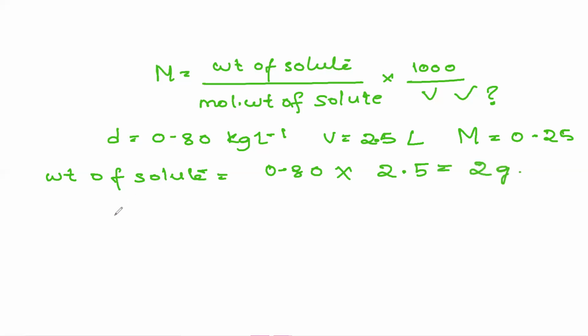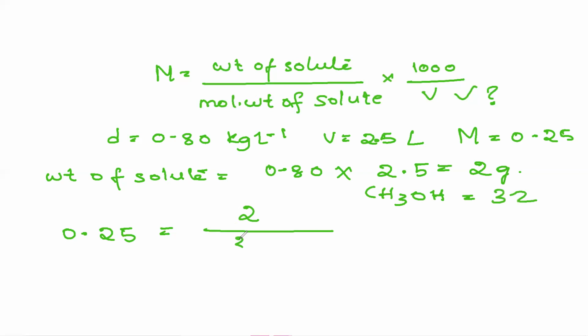Now you know the weight of solute, and the molecular weight of solute. Substituting, for methanol CH3OH, 0.25 is equal to weight of solute, that is 2 grams, by the molecular weight of CH3OH. Carbon is 12, hydrogen is 3, oxygen is 16, and again hydrogen is 1. So 12 plus 3 is 15, plus 16 is 31, plus 1 is 32. So 2 by 32, into 1 by V. The factor 1000 is not required here because the volume is already given in liters. Even if you take 1000, you'll get it in ml. So 1 by V.